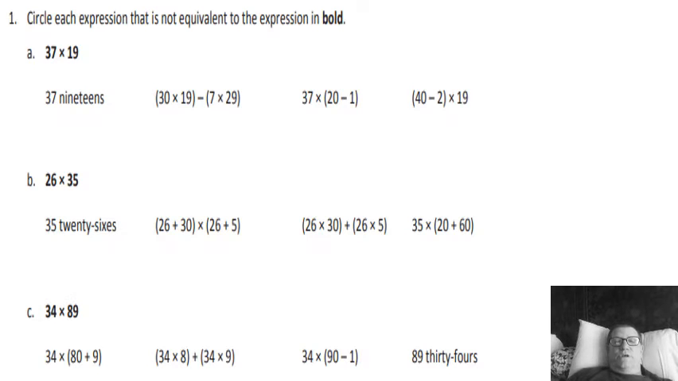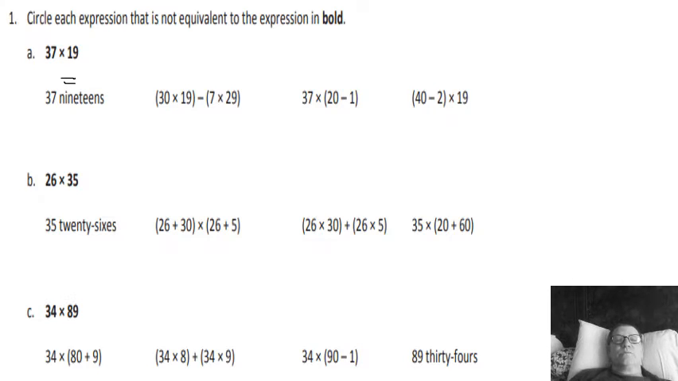Okay, the question here tells us to circle the expressions that are not equivalent. So basically we're looking at the expressions. We're not solving it all the way. Now for A here it says 37 times 19, which I can interpret as 37 19s or 19 37s. So 37 19s would be equal to that expression.